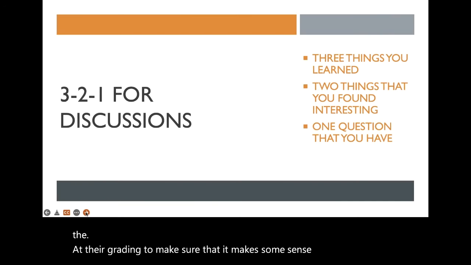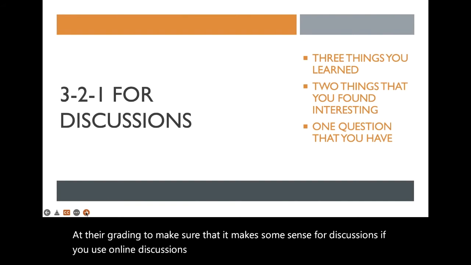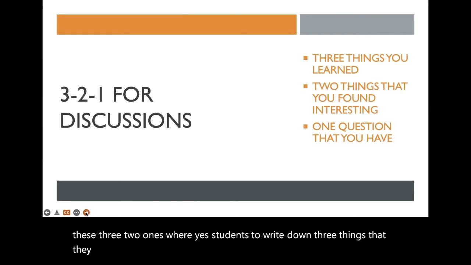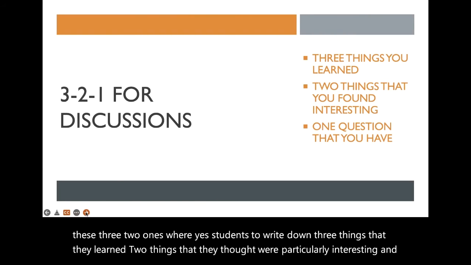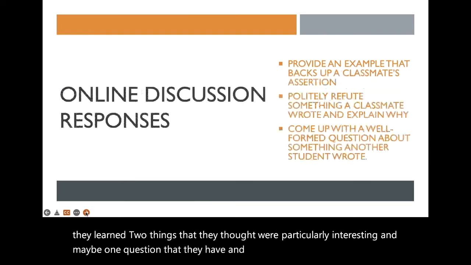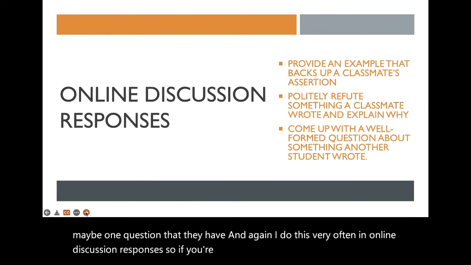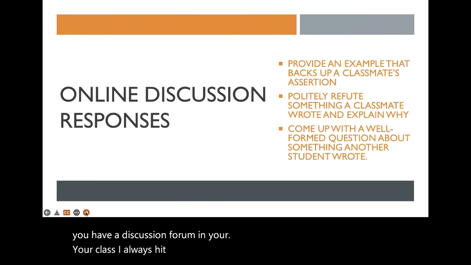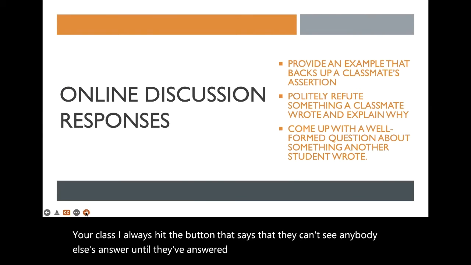For discussions, if you use online discussions or if you do discussions in class, you can do these 3-2-1s where you ask students to write down 3 things that they learned, 2 things that they thought were particularly interesting, and maybe 1 question that they have. And again, I do this very often in online discussion responses. So if you're in Canvas or whatever you use, if you have a discussion forum in your class, I always hit the button that says that they can't see anybody else's answer until they've answered, because otherwise sometimes they're just repeating something that they've already seen.